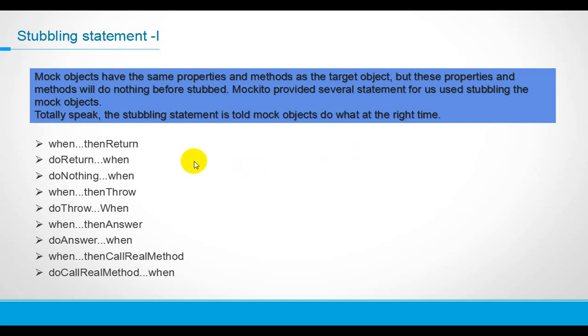Last lecture we studied the when-thenReturn and doReturn-when statements, but those two stubbing statements are performed on Java methods that have a return value and return type. But if we want to stub a method that is a void type, we need to use the doNothing-when statement to stub it. Okay, let's take a look at this example.